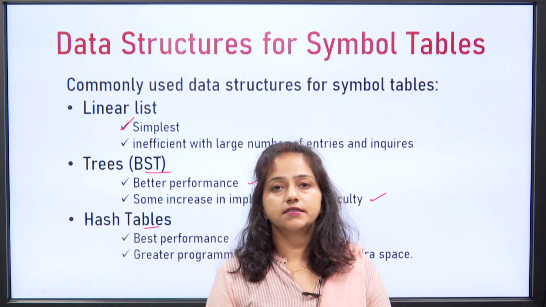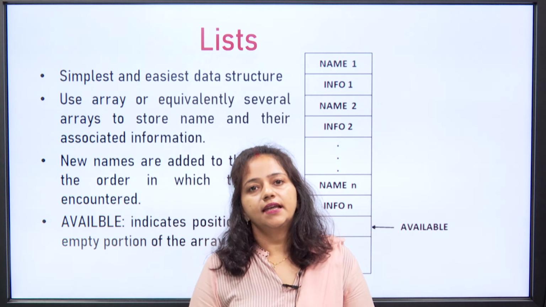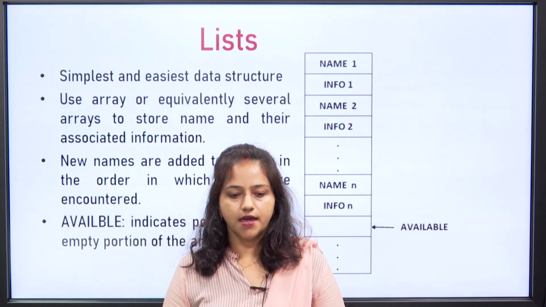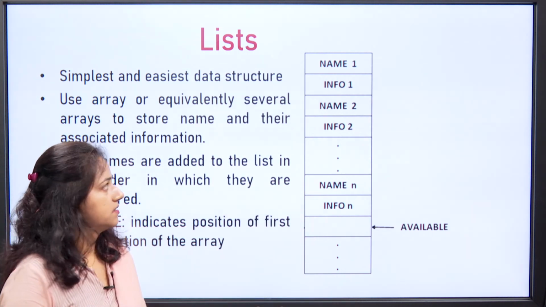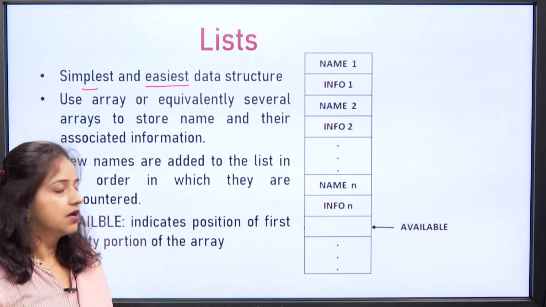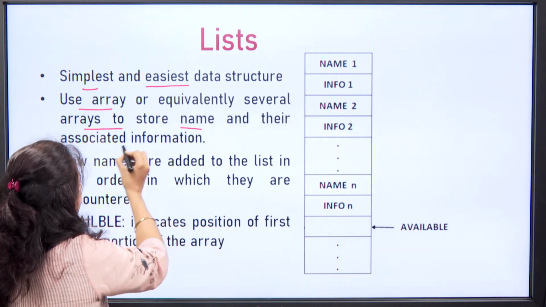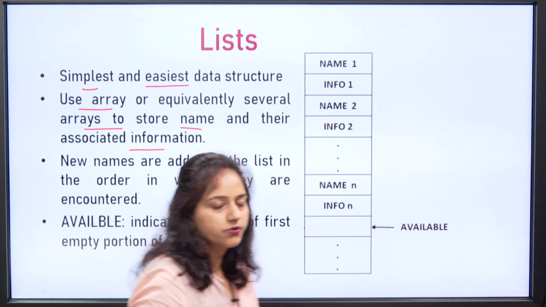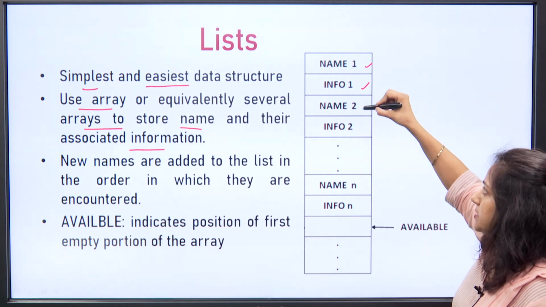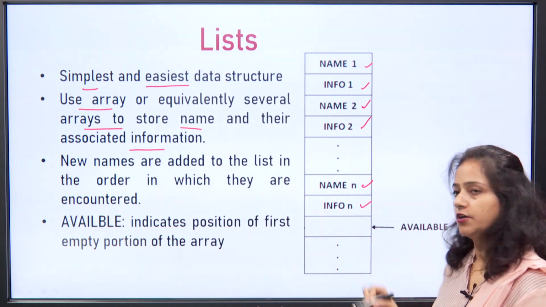Now, we will discuss these data structures one by one. So, first is the list. As I already told, a list is a linear collection of elements where linear order is maintained by means of pointers. So, this is the simplest and easiest data structure, where we may use an array or equivalent several arrays to store names and their associated information. So, here we use the array where information is stored like name and then its attribute, then second name and then its attribute or information, and then nth name and information related to nth name.